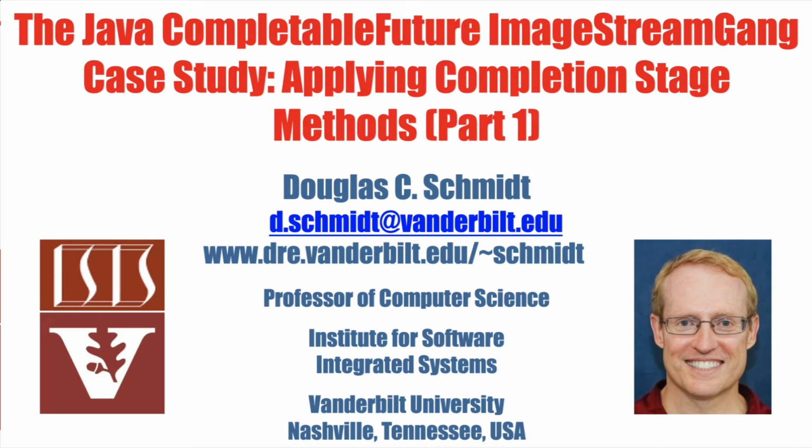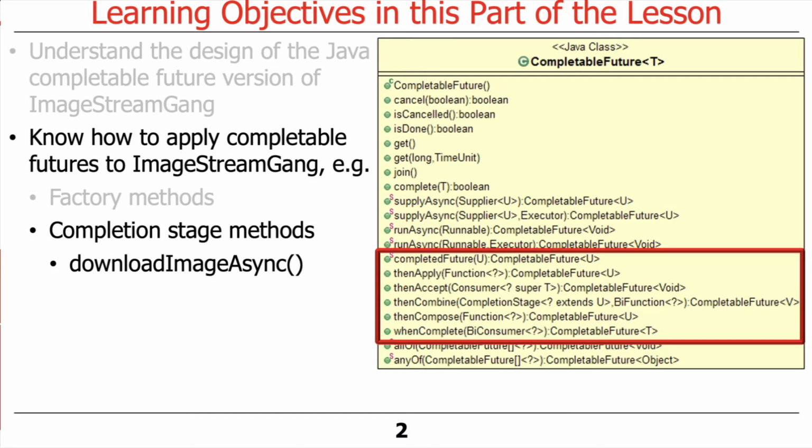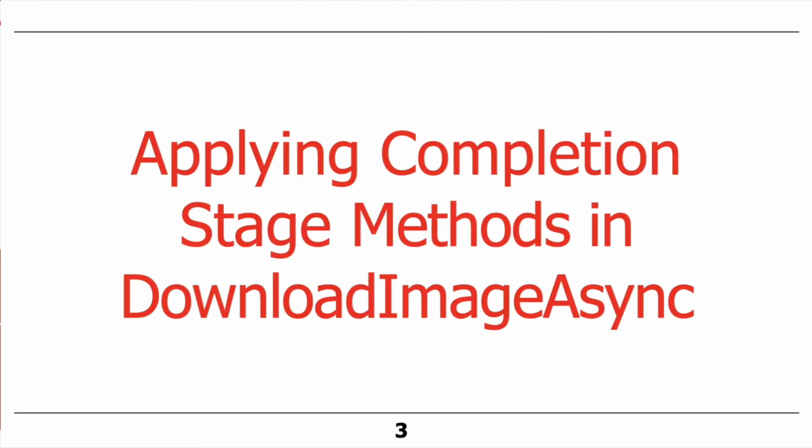So in the previous lesson, we talked about using a factory method to kick things off, which will return a completable future to an optional URL. And now we're going to talk about what we do with that result. And of course, if we've got a non-empty optional in our completable future, we're going to go ahead and download the image asynchronously.